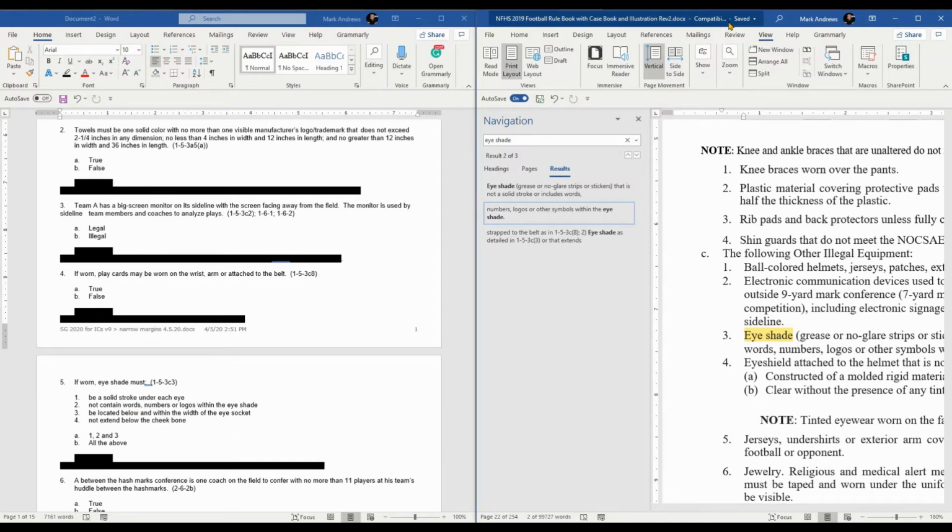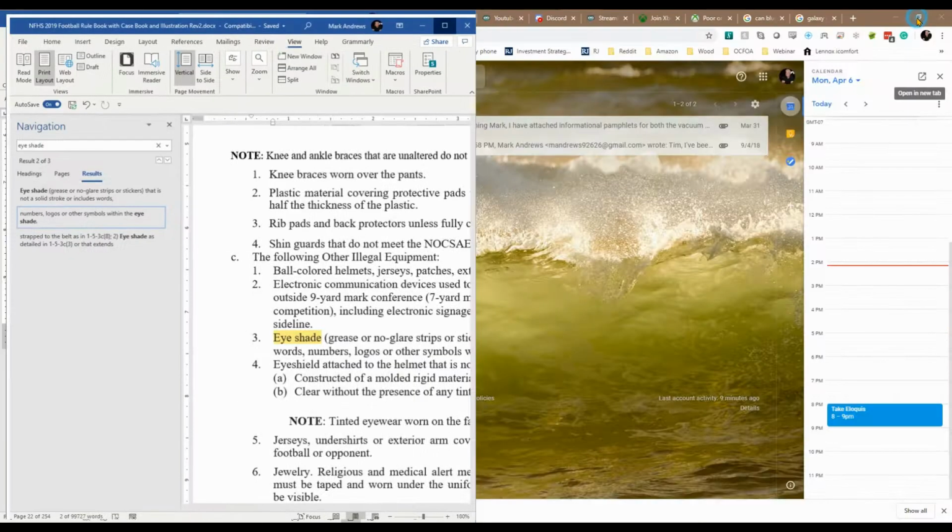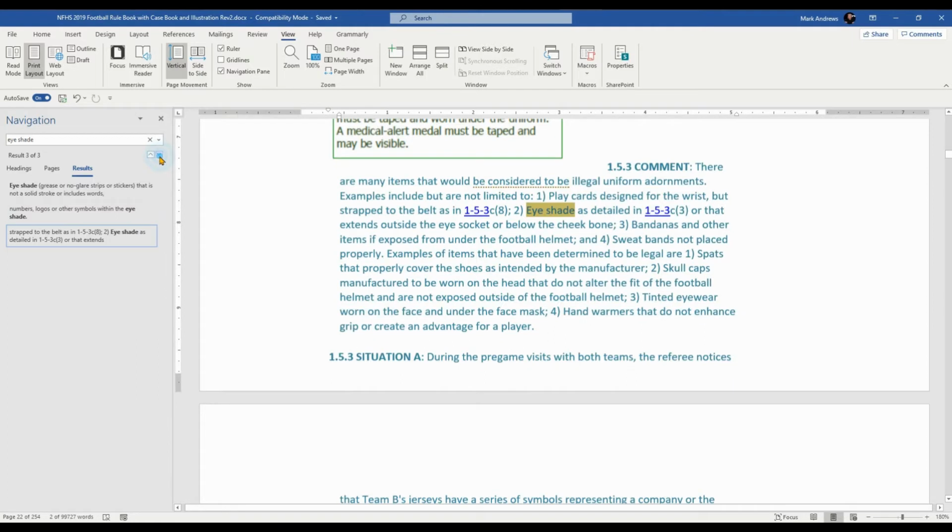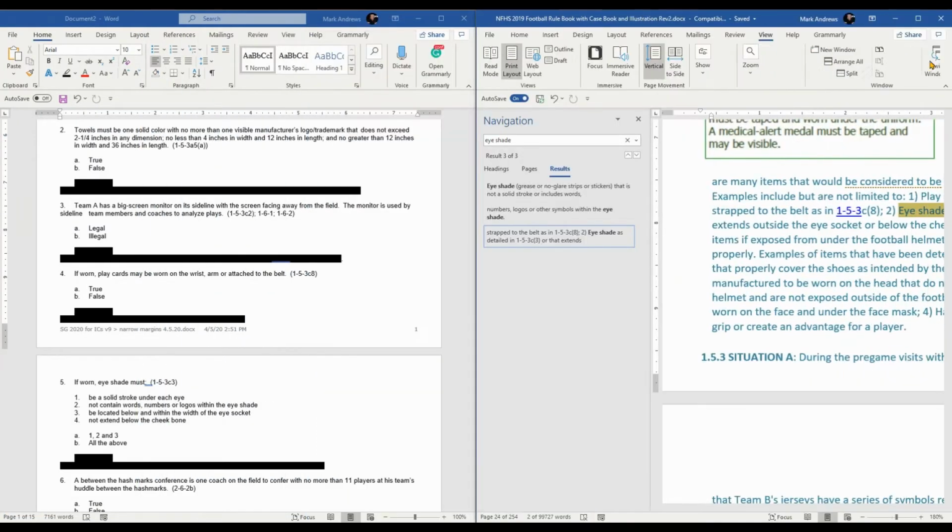Well, this is our first introduction into the world of the casebook. The casebook is just as much of a rule book as the rule book. So if we go down to the casebook, we see that eye shade, as detailed in 153C3, which is the rule we just looked at, or that extends outside the eye socket or below the cheekbone. So here it is, the casebook adding additional criteria to the rule. So we got to know this. And so the answer is B, all of the above.